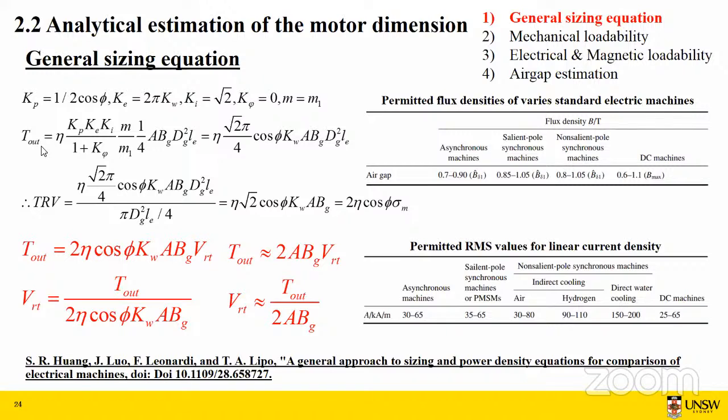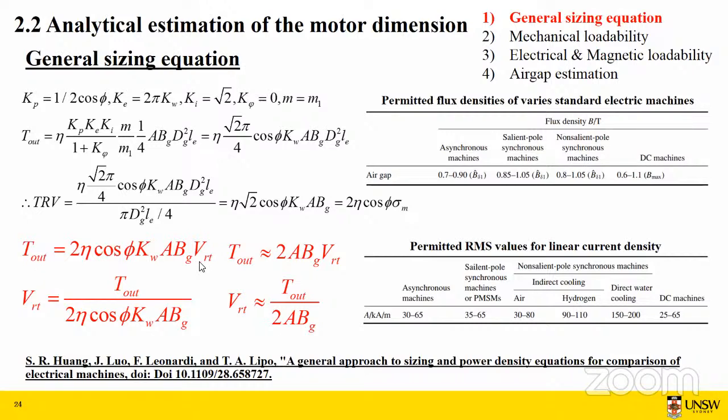The torque equals the efficiency times square root 2 pi divided by 4, times the power factor, winding factor, the linear current density, air gap flux density, the diameter of the air gap, and the length of the stack, the length of the rotor stack and stator stack. They are normally the same.